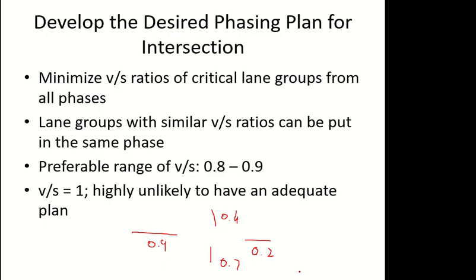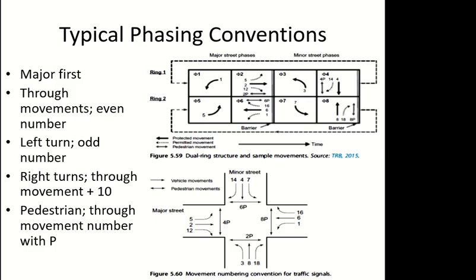And I should try to make the phasing plan in a way that the V by S ratio summation is the least one, minimized. So my objective function is to minimize the sum of V by S ratios, and the V by S ratios are only summed for critical lane groups, not all of them. Don't worry, we will go through an example in which these things will become more clear.